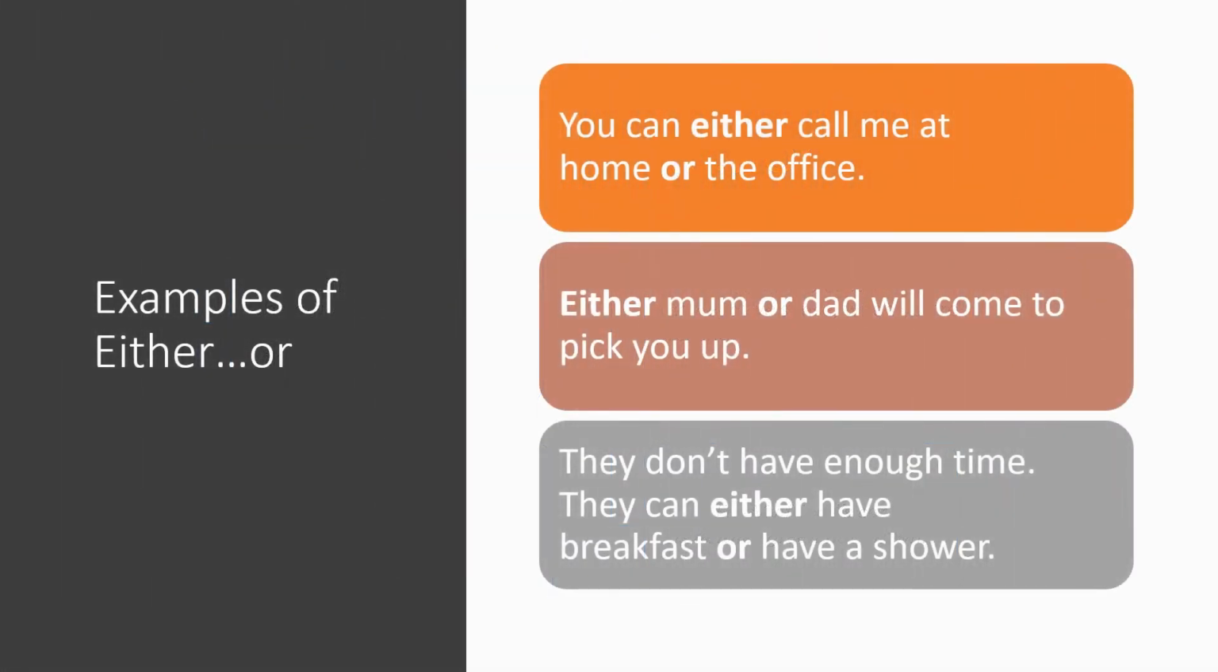Examples of either or are: you can either call me at home or the office. Second, either mom or dad will come to pick you up. Third, they don't have enough time. They can either have breakfast or have a shower. In all the three sentences here, you can see that there are two positive choices given, two options given, which are true, and you can choose between any one, or you can have possibility of any one.